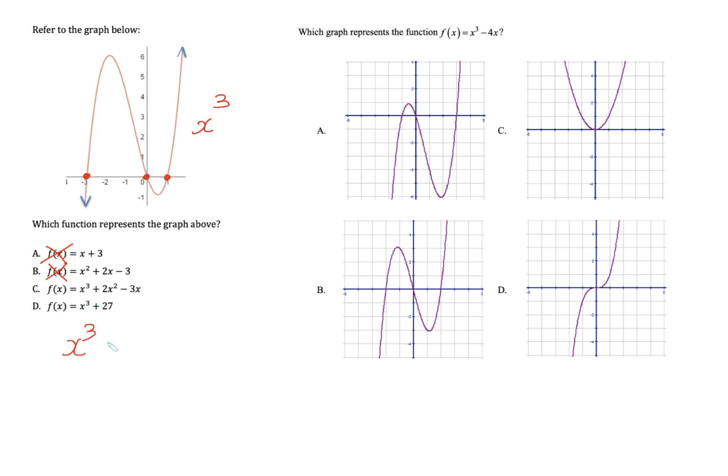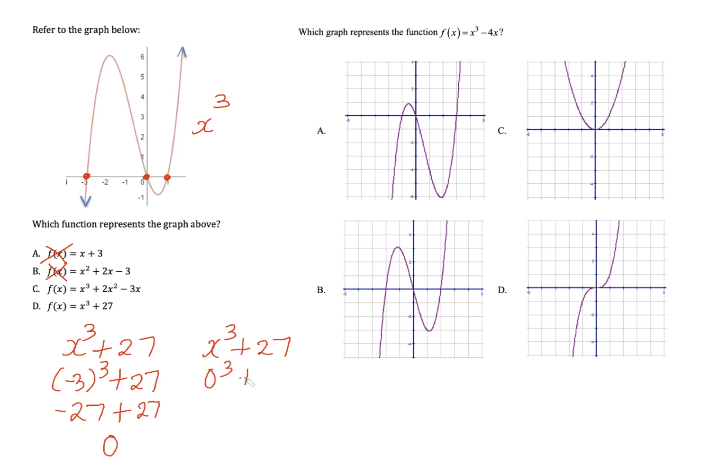D is x to the third plus 27. So I'm going to plug in -3. So -3 to the third plus 27. -3 to the third is -27 plus 27. And we know that when the signs are different, we subtract and you get 0. So I got a 0 for the negative 3. We're going to have to plug the 0 in. So I have x to the third plus 27. Okay, x is 0, so that's 0 to the third plus 27. 0 to the third is 0 plus 27, and your answer is 27. It didn't become 0. Therefore, my answer is not D.